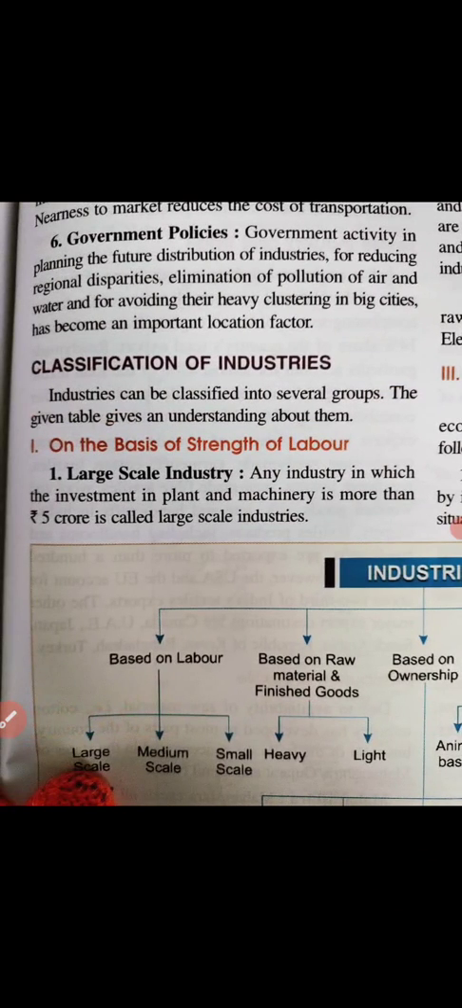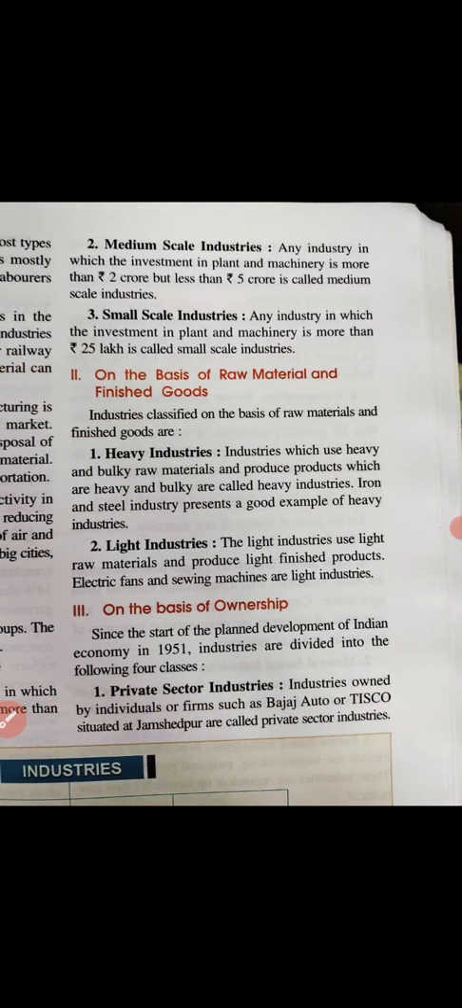Now let us move to some details of classification. First is on the basis of strength of labor. Large scale industry: any industry in which the investment in plant and machinery is more than 5 crore. Investment more than 5 crore is known as large scale industry, and hence a large number of people will be employed. Second is medium scale: any industry with an investment limit from 2 crore to 5 crore will be called medium scale. Then is the small scale: any industry which has an investment in plant and machinery of more than 25 lakh will be called a small scale industry. So this was the classification.